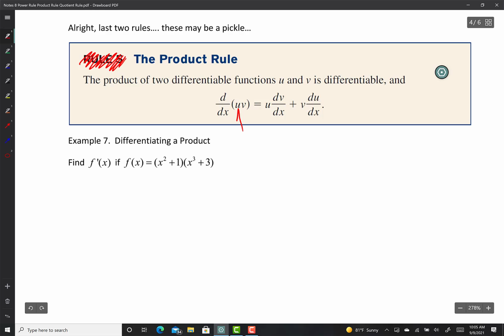So notice I have u times v. They usually call the u the first, like my first function, and the v the second function. And it says first times derivative of the second plus second times derivative of the first. I'm going to say it again. First times derivative of the second plus second times derivative of the first.